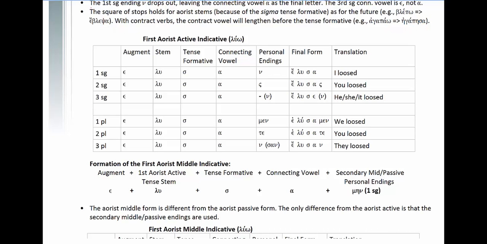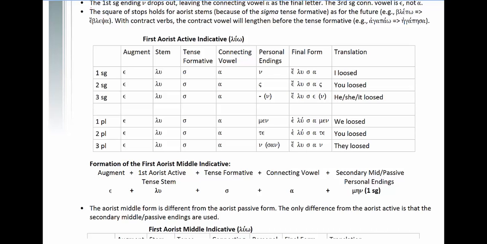Now let's look at the actual chart. For the translations, I've just given a simple past tense translation, but keep in mind that's not always how you're going to translate it. So you see you've got elusa, and you see how the accent's on the first character there. Elusa, and then elusas, elusa or elusen, depending on whether or not the nu's there.